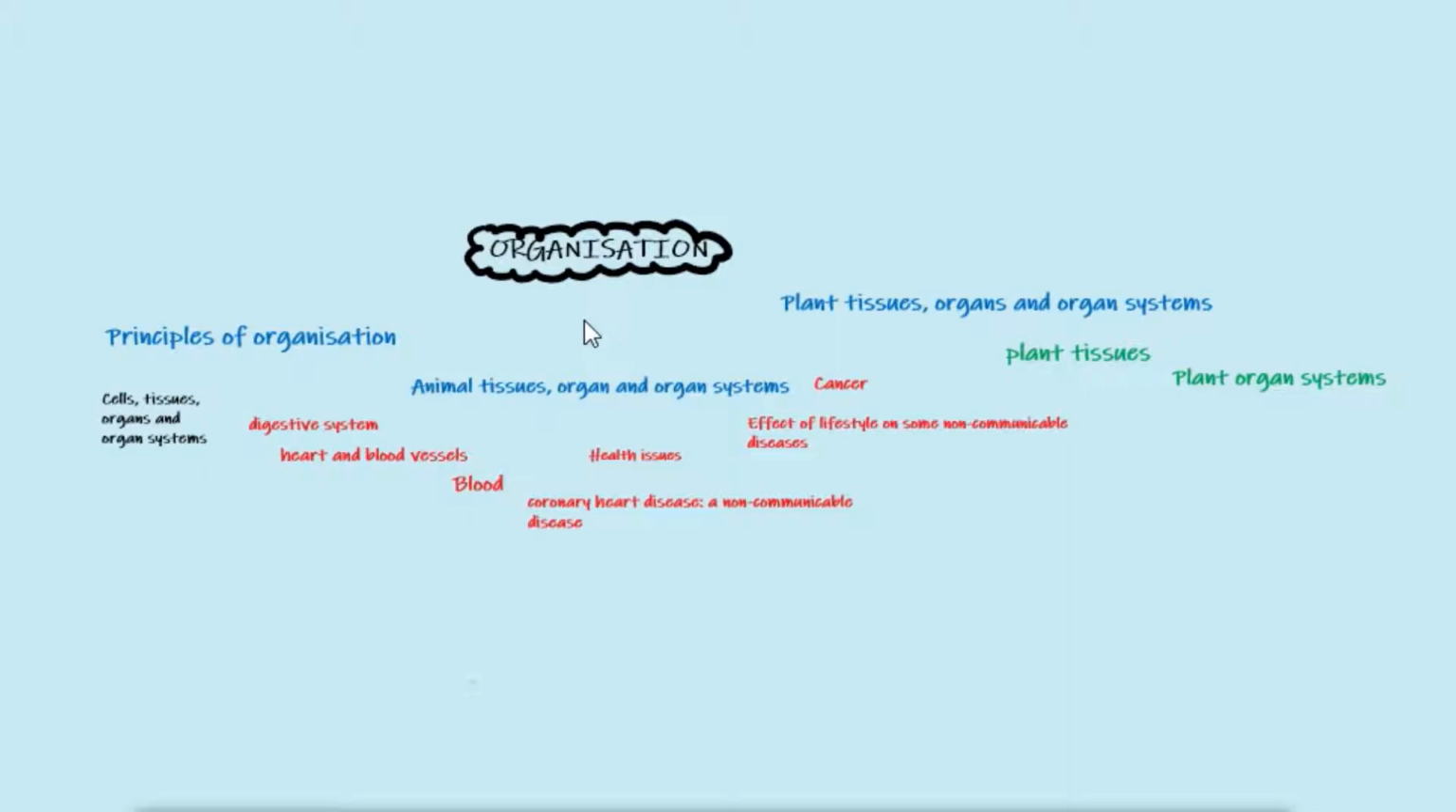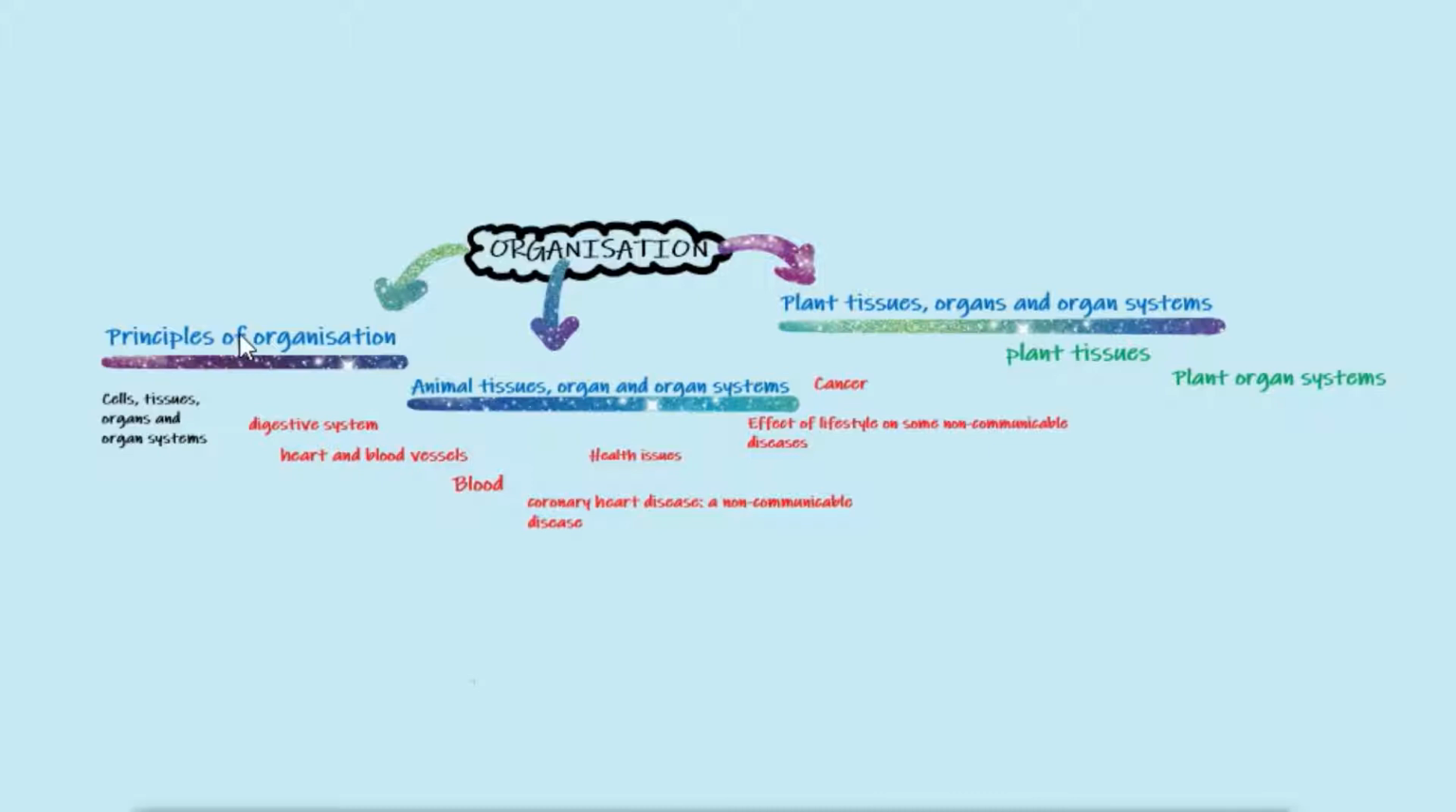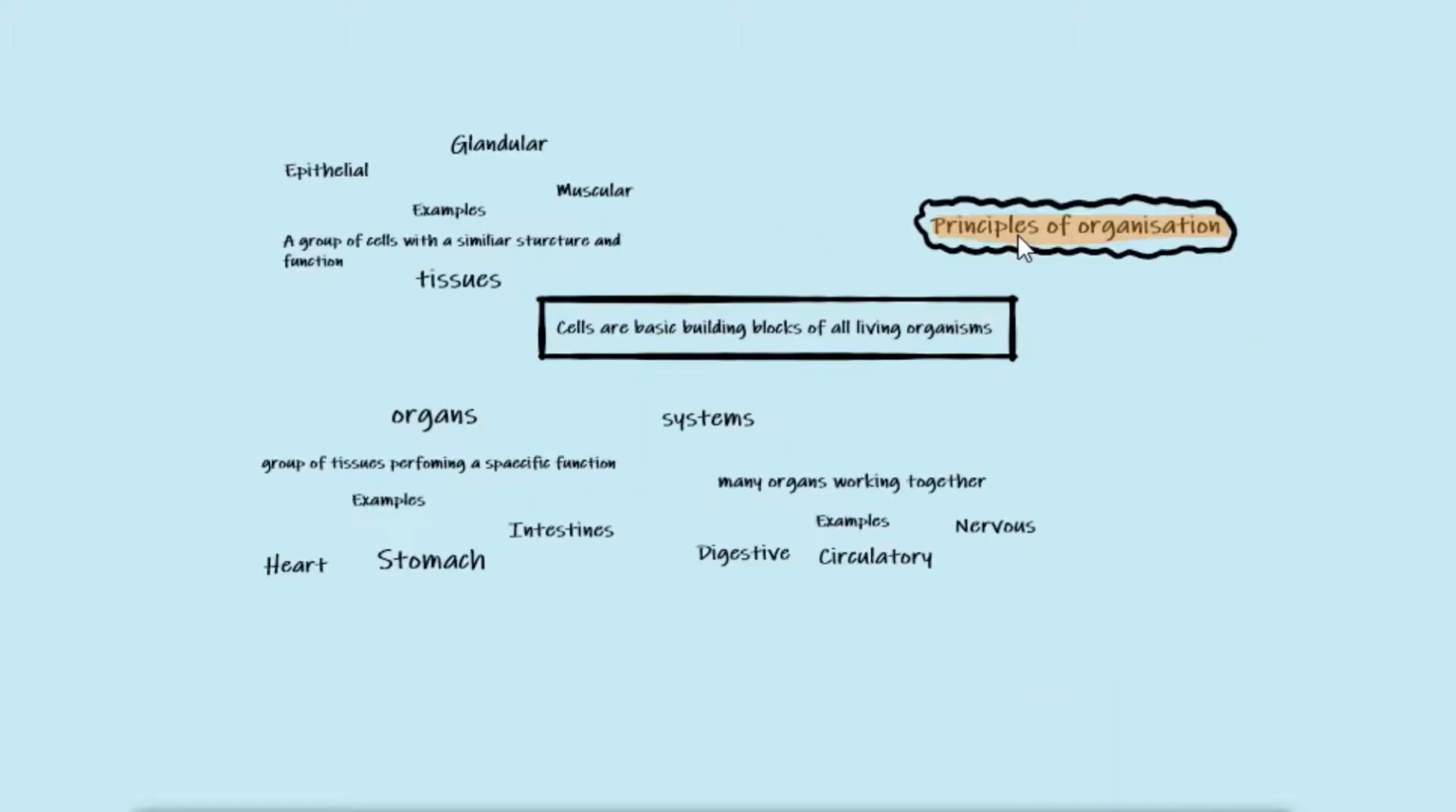We're on topic 2, organisation for GCSE biology. This topic is divided into 3 sections: principles of organisation, animal tissue, organs and organ systems, plant tissues, organs and organ systems. Each of these subtopics are then further divided into smaller sections. What we're looking at today is cells, tissues, organs and organ systems. The topic principles of organisation includes information about cells, tissues, organs and organ systems.